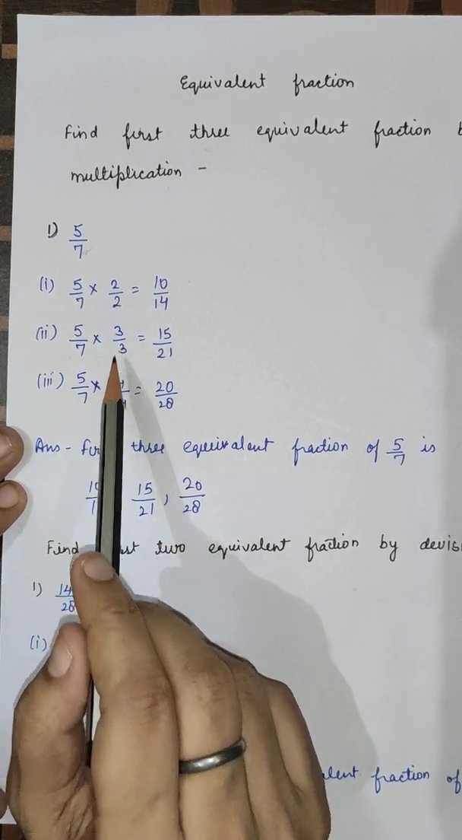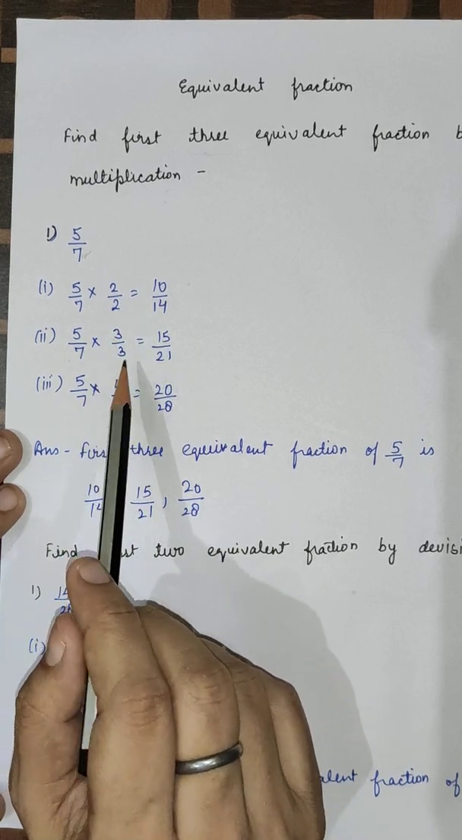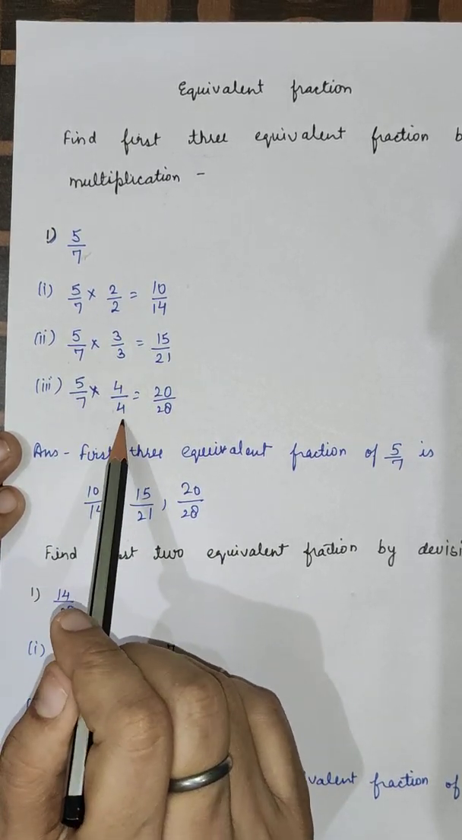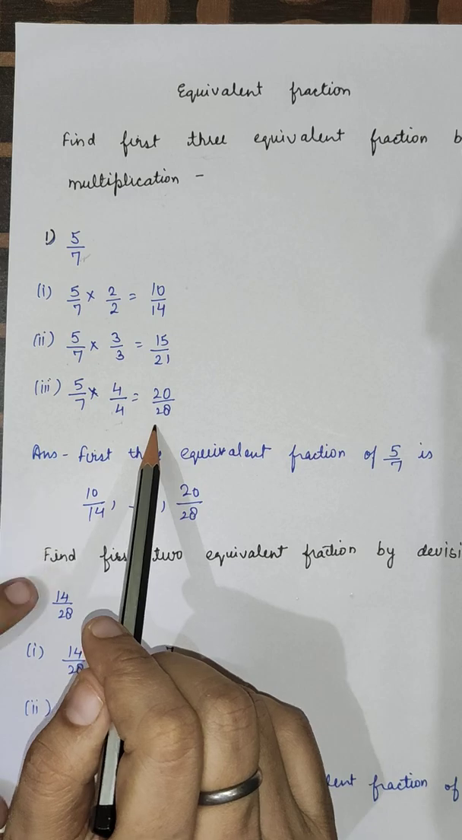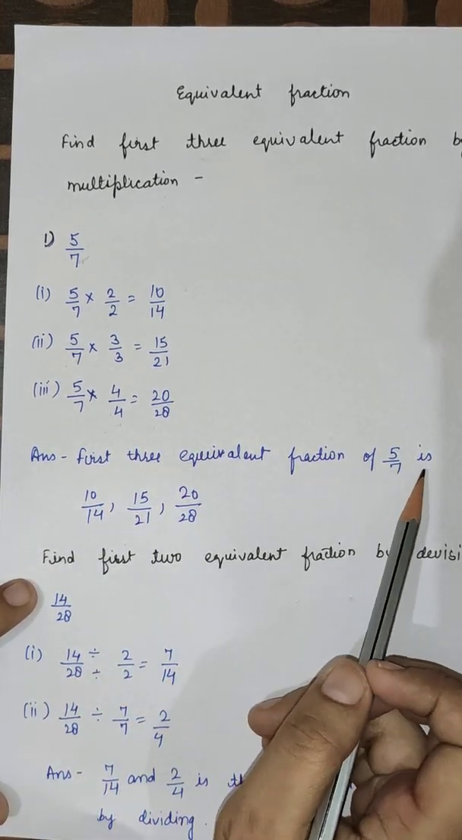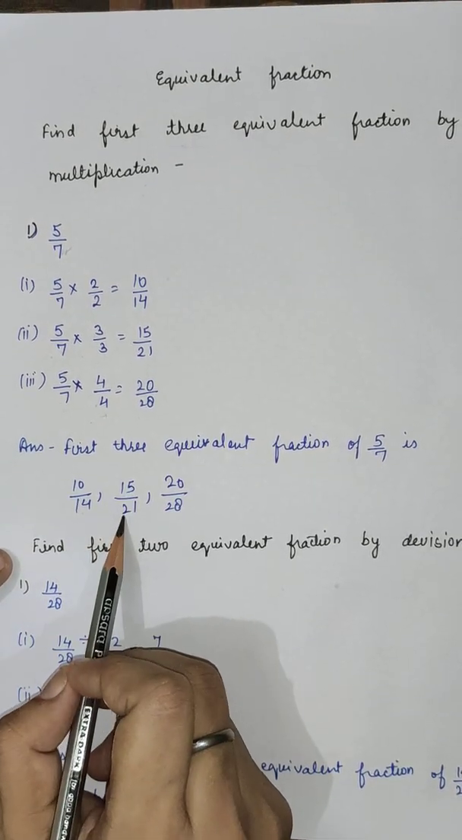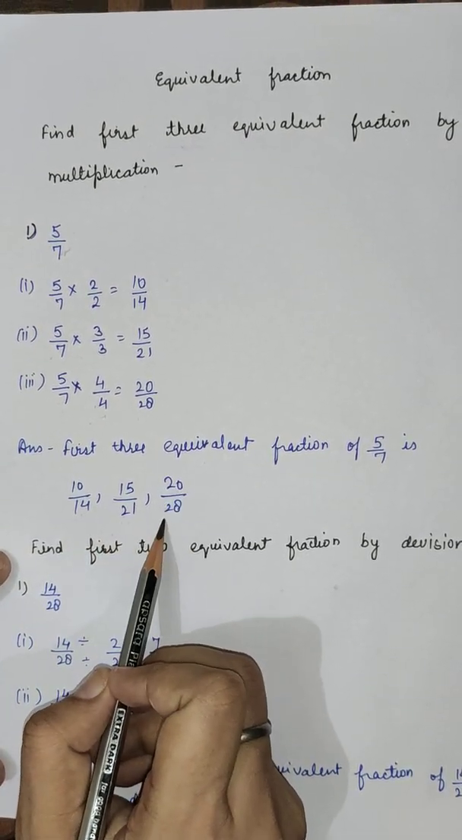So I have taken 2, 3, 4 as the multipliers. Here 5 by 7 multiplied by 4 by 4 is equal to 20 by 28. So the first three equivalent fractions of 5 by 7 are 10 by 14, 15 by 21 and 20 by 28.